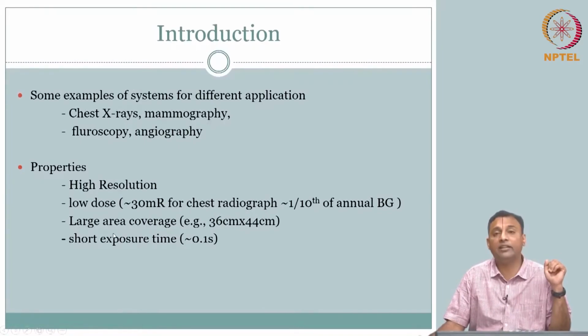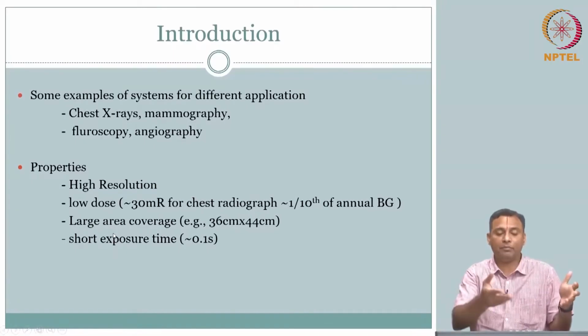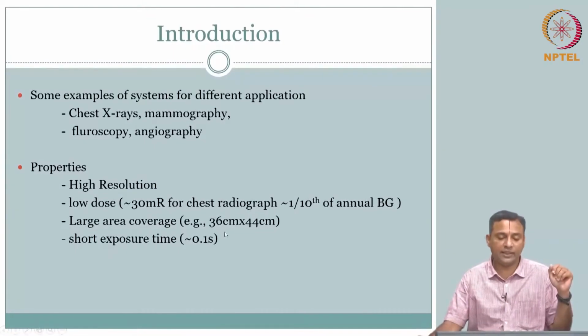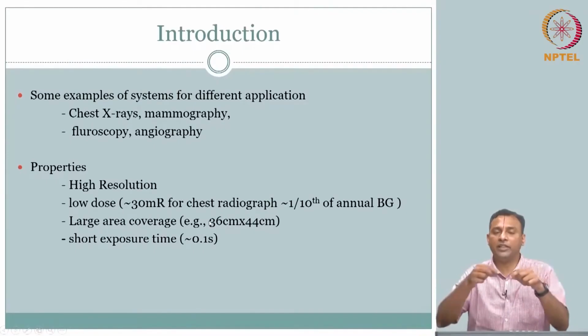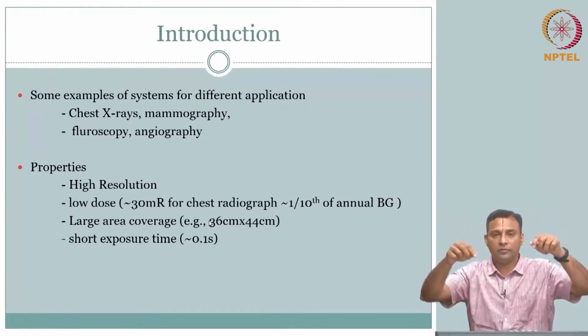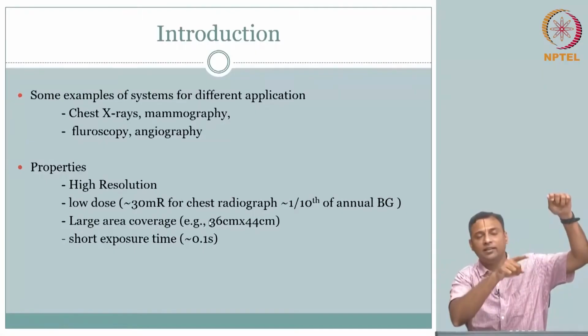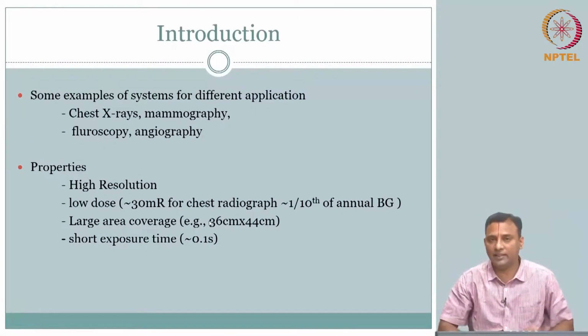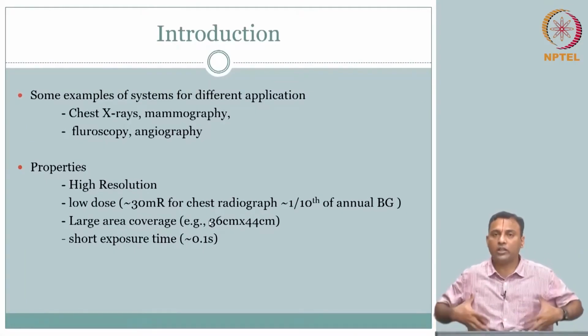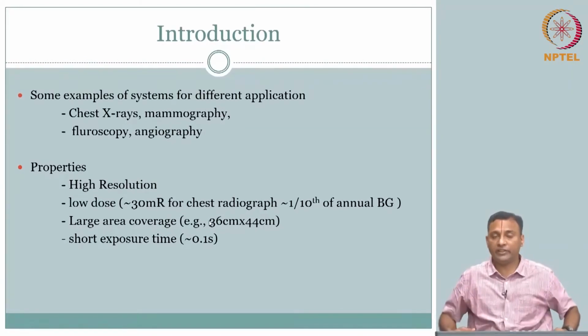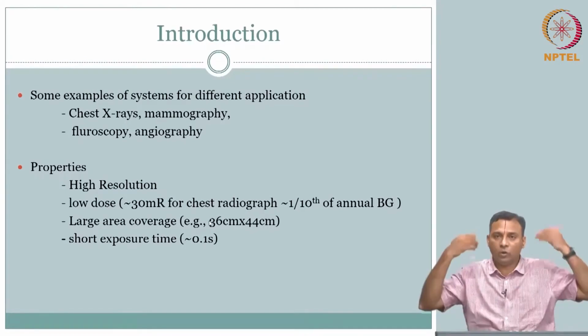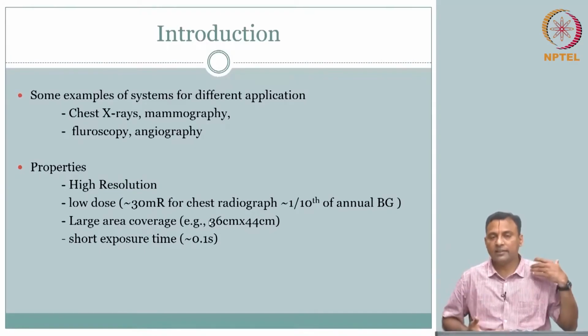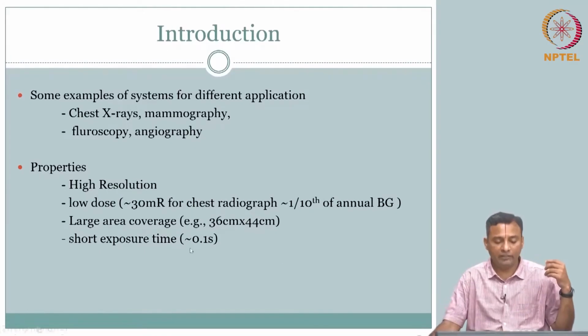Then large coverage area. What do we mean by it? Take the example of a chest X-ray. A standard chest X-ray has a common size that it comes in, which you would have seen your doctor put under the light and read. So, you are able to take one shot of the chest. It is a large coverage area. I mean, it is all relative. It is not whole body, but it is still a significant portion that you can get with a very short exposure, 0.1 second.